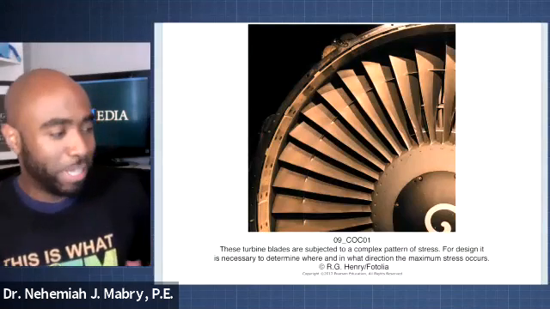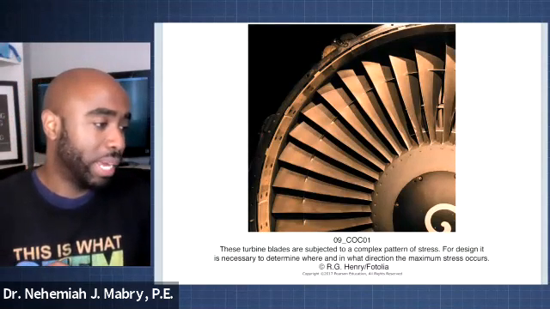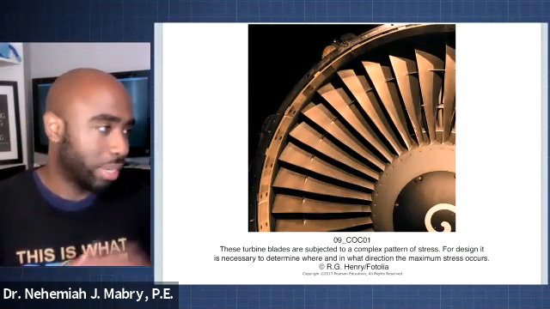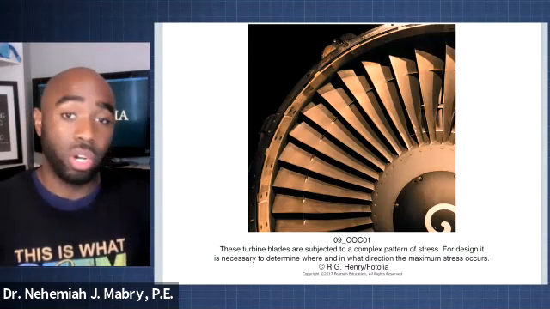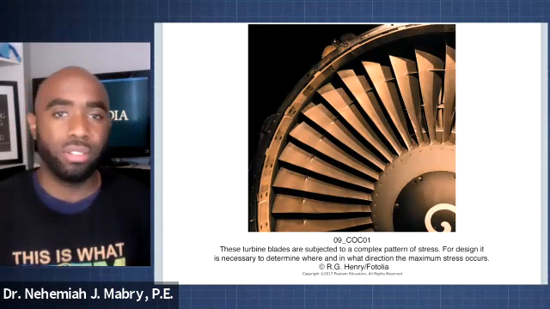We've been talking about chapter 12, but we're going to double back and look at chapter 9, which deals with stress transformation. So let me pull up this image on the screen. In your book, you would see this picture of some turbine blades, not wind turbines, but turbine blades, which are subject to very complex patterns of stress.